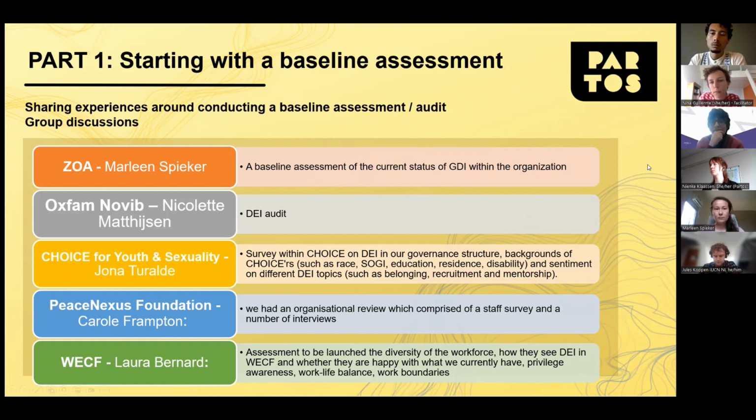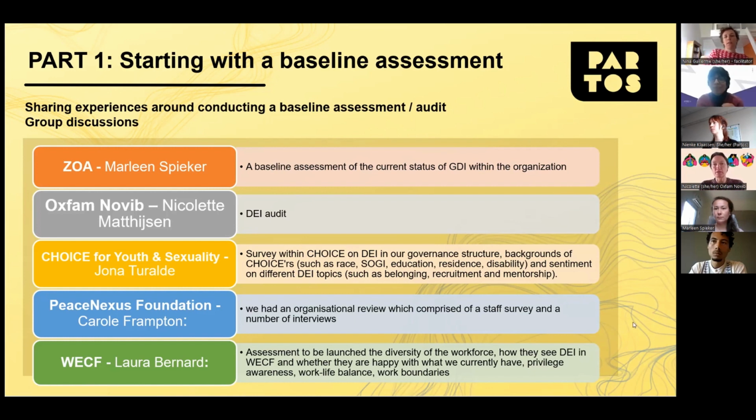So we established the Diversity, Equity and Inclusion Committee, and the committee said, if our task is, amongst others, to monitor how we're doing to improve on DEI, it's important to know what a baseline is. So we invited an external consultant to assess our policies and practices in Oxfam Novib, the office in The Hague.